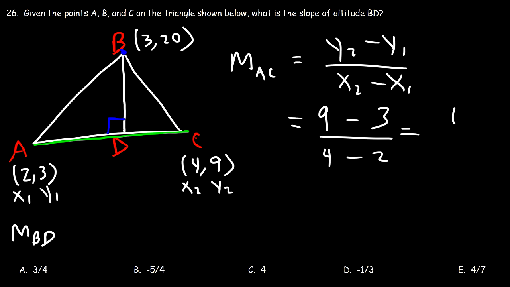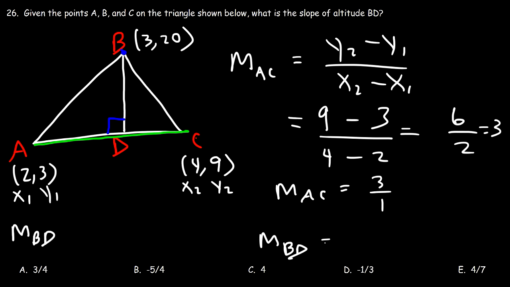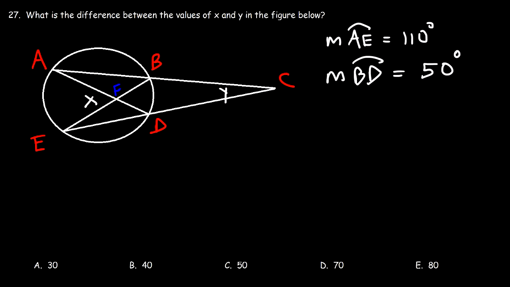9 minus 3 is 6. 4 minus 2 is 2. 6 over 2 is 3. So the slope of segment AC is 3, or 3 over 1. So the slope of BD, which is perpendicular to AC, has to be 1 over 3 with a negative sign. So it's negative 1/3, which means that D is the right answer.